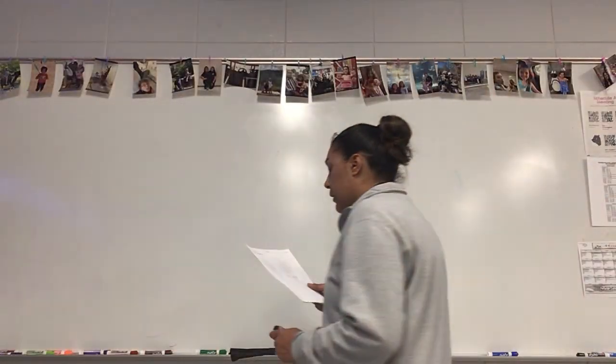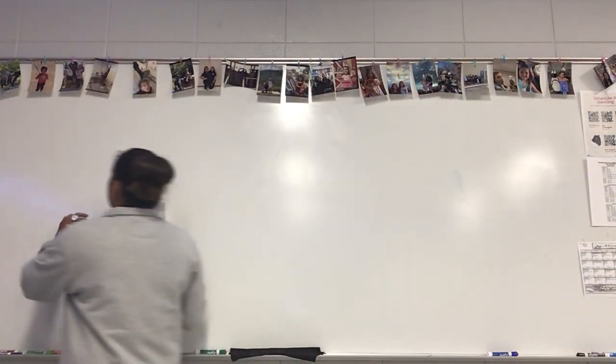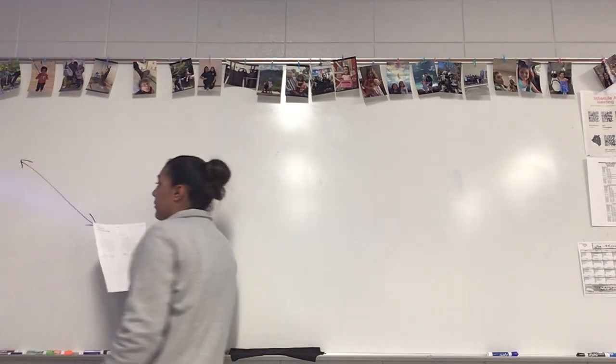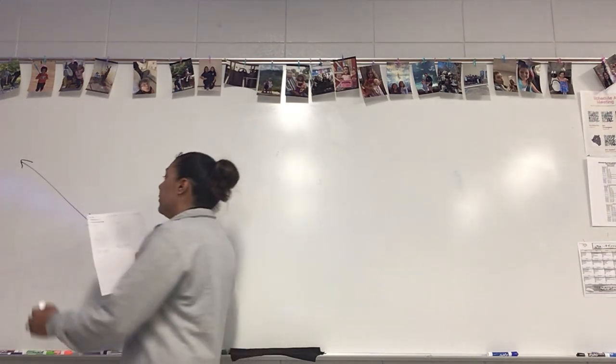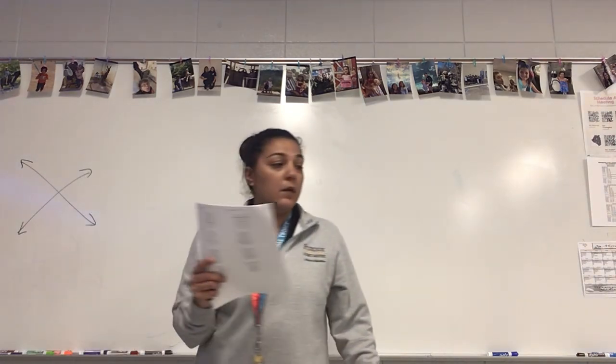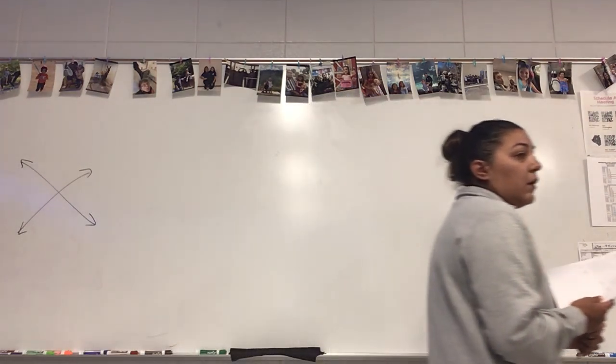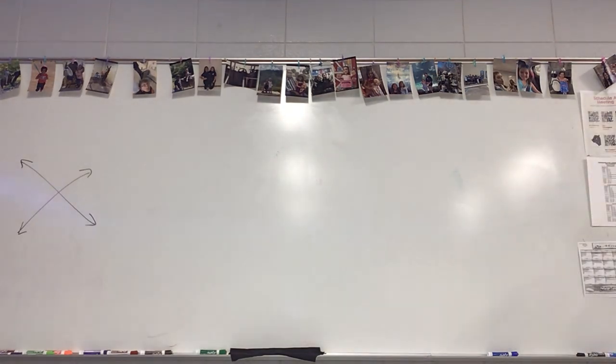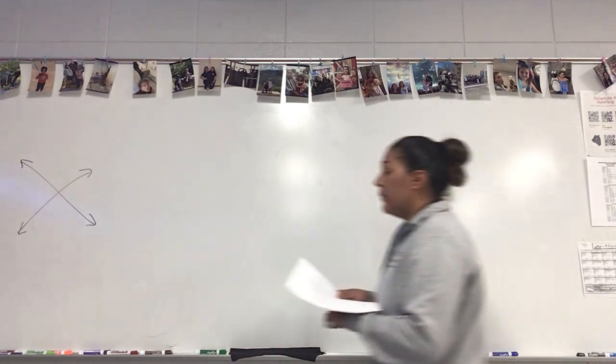Negative 3. Okay, your first line should be something like this. It should be going that direction. Line 2 should start somewhere at -3 and be going this way. What is that intersection point? 4, -1, so B.